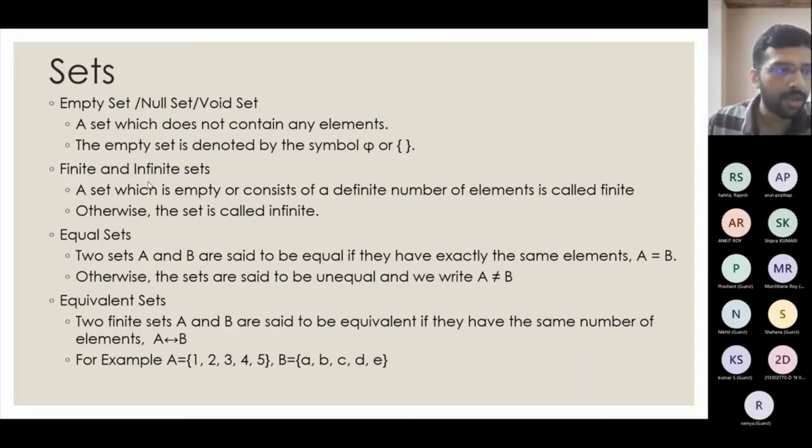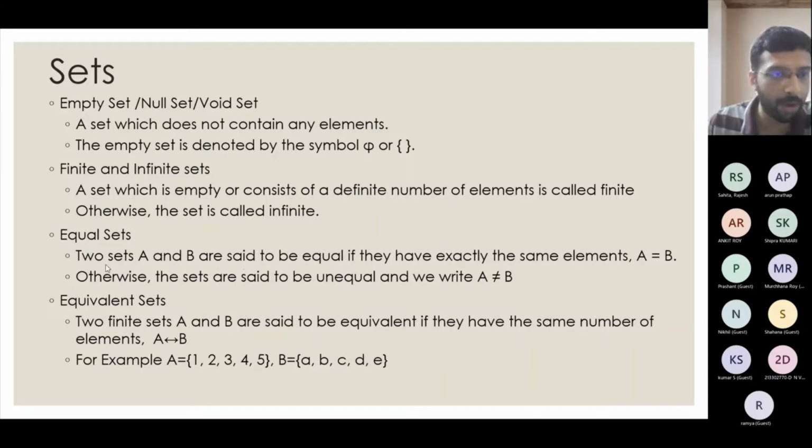And then equal sets. So when are two sets assumed to be equal? Two sets are said to be equal if they have exactly the same elements. So if a set A and set B have 5 elements, and each of the 5 elements in set A are there in set B, then we will call the two sets equal. Otherwise the sets are said to be not equal, and we write that with the not-equal-to symbol.